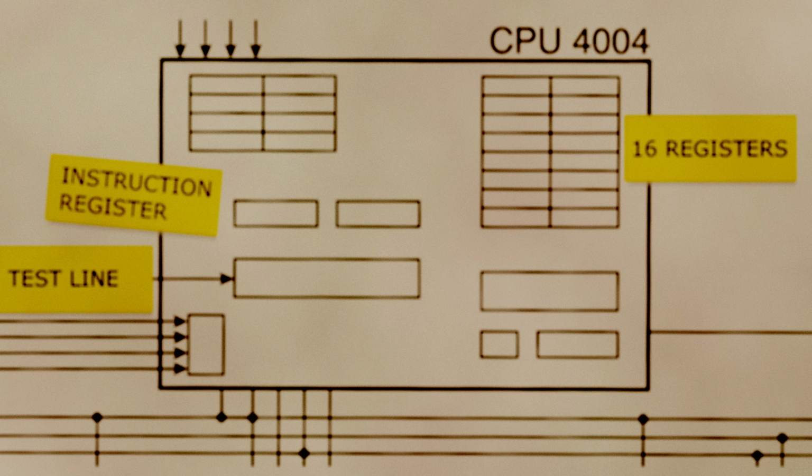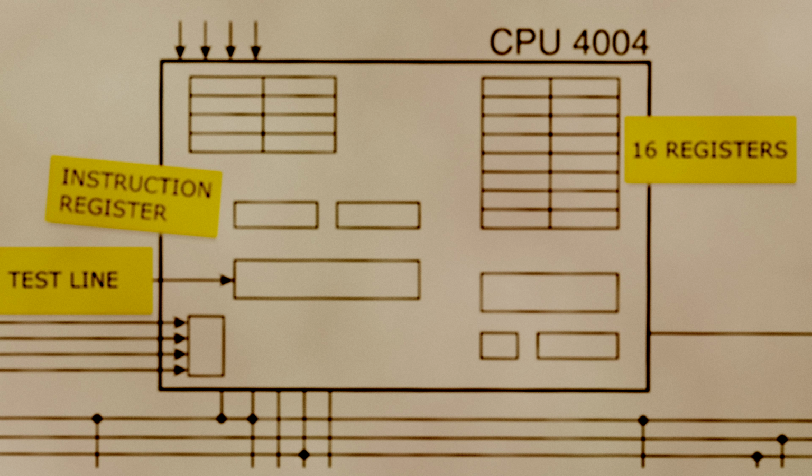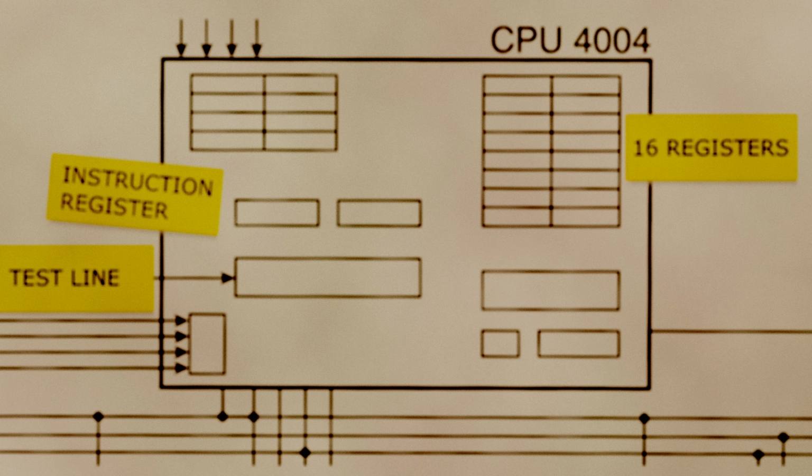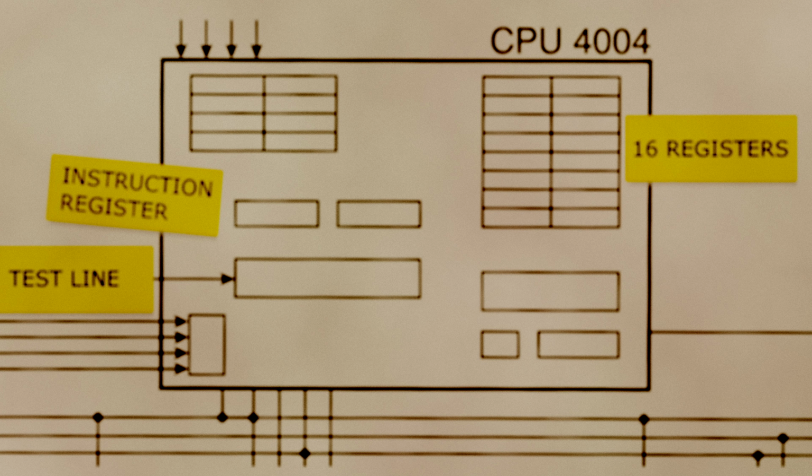And the test line. This is a dedicated input pin that the CPU can check using conditional jump instructions, often used to detect external events like key presses.